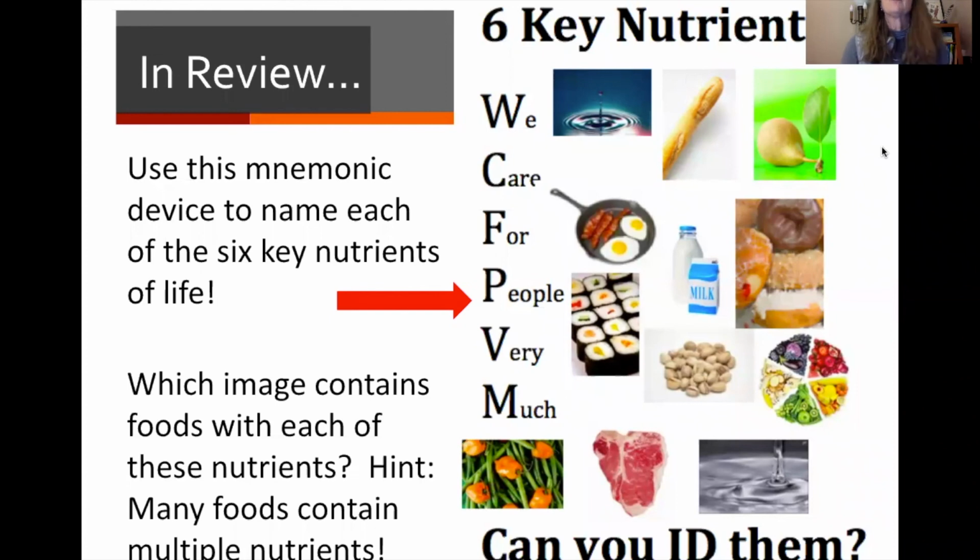Thanks for exploring with me the 6 key nutrients to life. We care for people very much. Use this kind of silly mnemonic device to help you remember those 6 key nutrients. As you look at the graphics on the right, can you identify which nutrients are in which foods? Here's a hint: a lot of foods contain multiple nutrients.